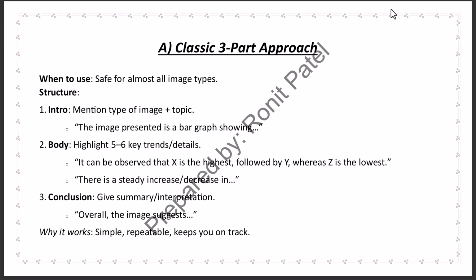Second is body. You highlight 5 to 6 key trends or features such as highest and lowest values, increases or decreases, and comparisons between categories. This shows analytical ability. Third is conclusion. Here you summarize the overall meaning or implication. This completes the logical structure.